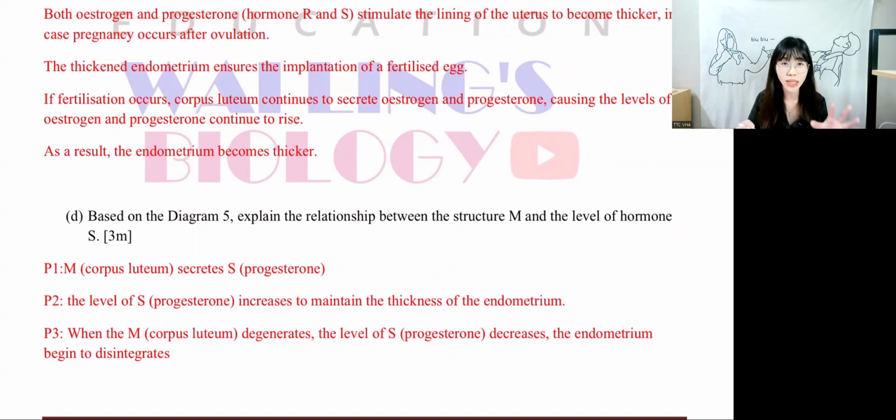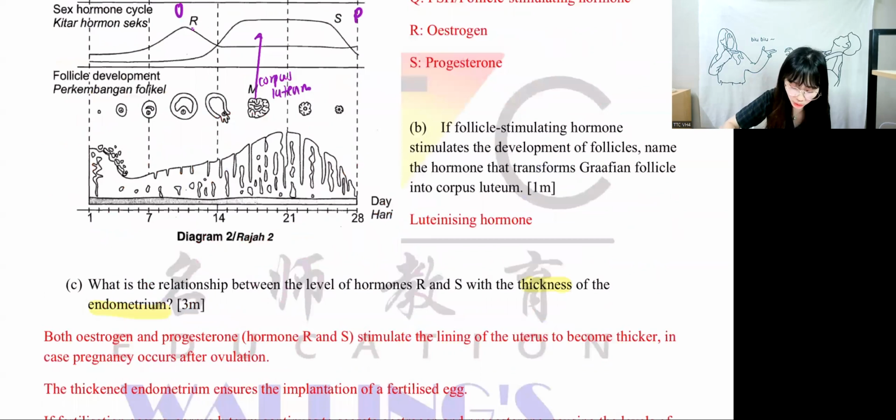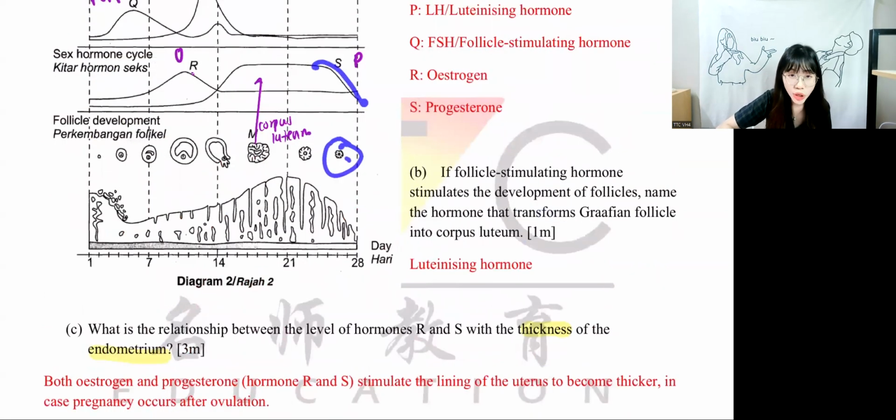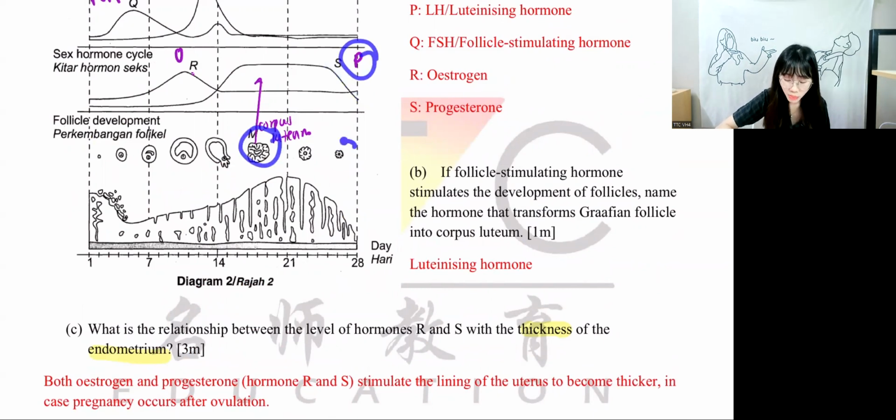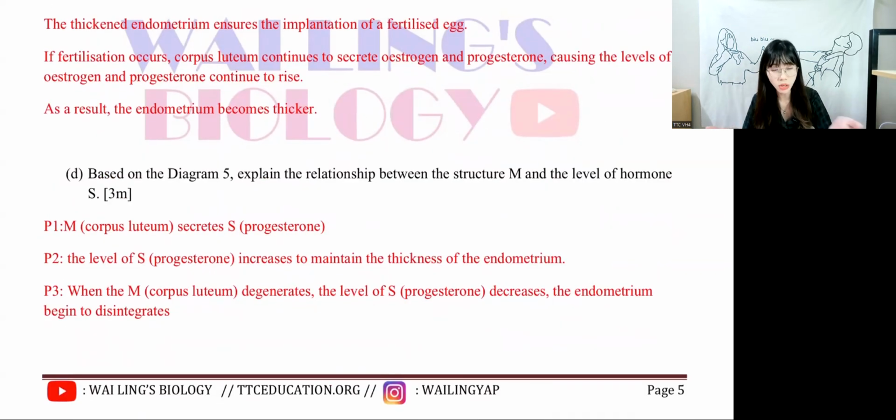If corpus luteum degenerates, as you can see, the progesterone will also decrease, because we have mentioned progesterone is from the corpus luteum. If there is no corpus luteum, it means that the progesterone will also decrease. So if you read, you see that when corpus luteum disintegrates, the progesterone will also decrease. This is the reason why.